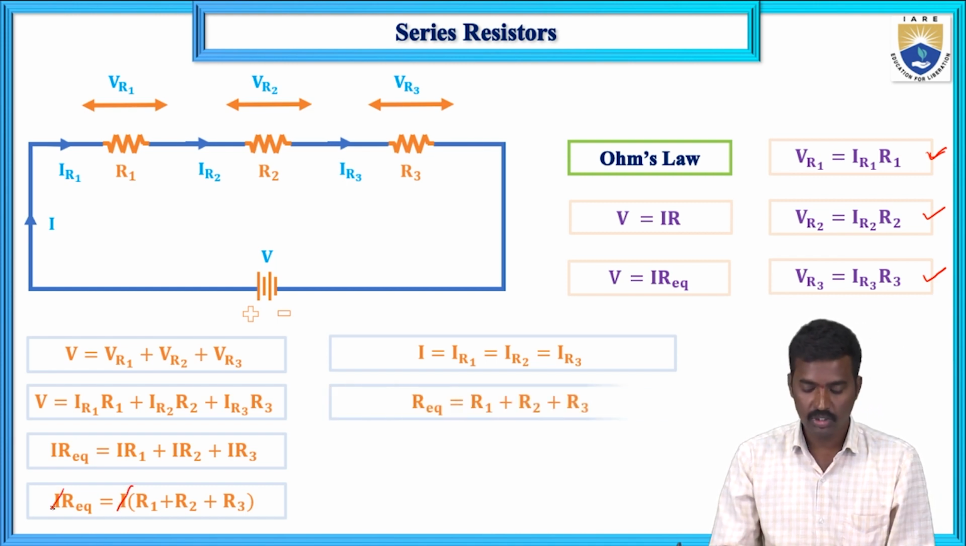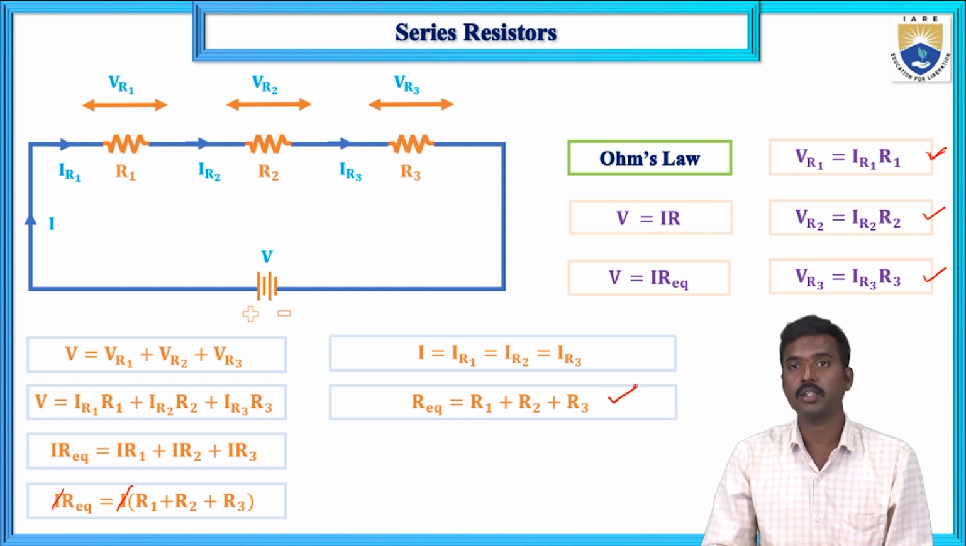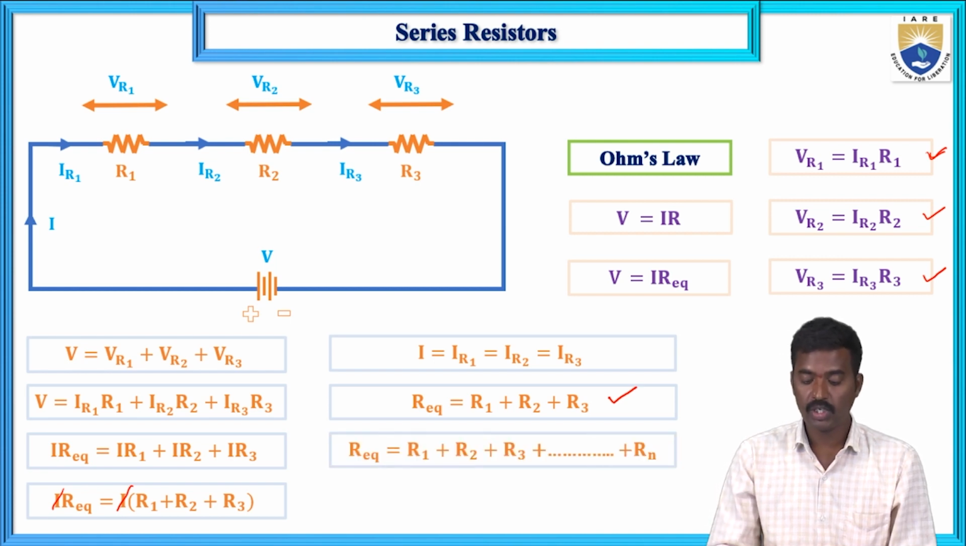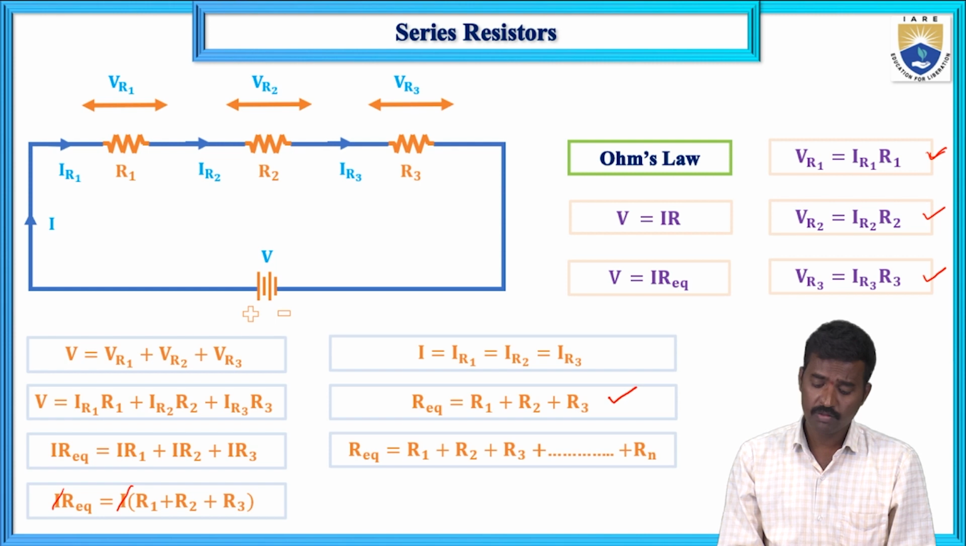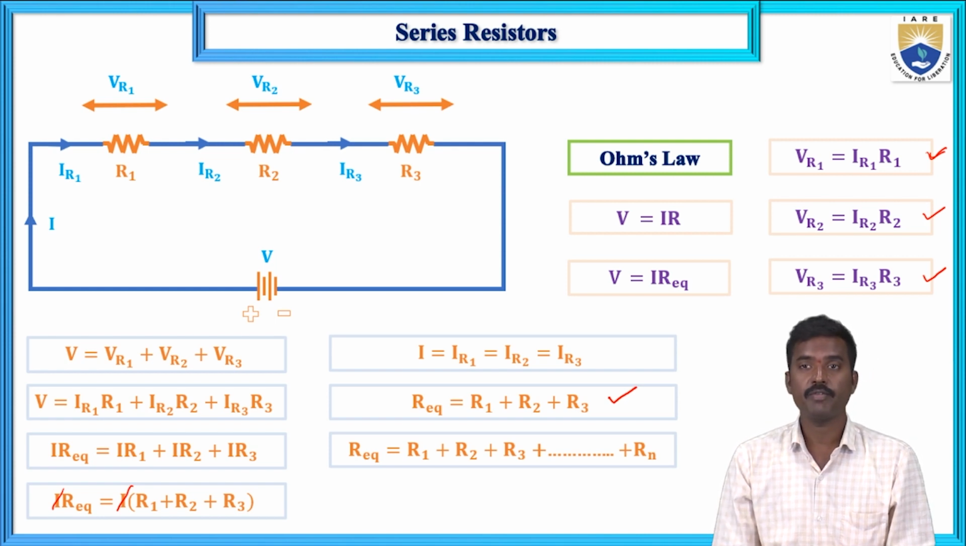So the final equation is R equivalent equals R1 plus R2 plus R3. This formula is only for three resistors connected in series. If n resistors are connected in series, then R equivalent equals R1 plus R2 plus R3 till Rn. From this we can say that the equivalent resistance equals the sum of the individual resistances.